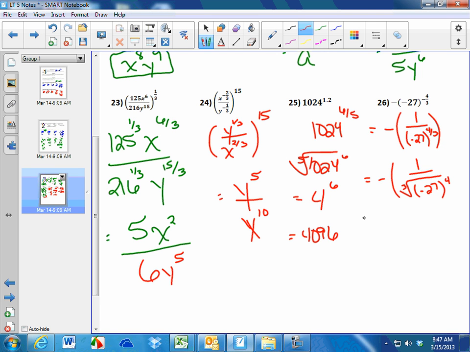So this becomes the opposite of a fraction with 1 in the top, and you're telling me that the cube root of negative 27, if I had room, I'd write that as negative 27 times itself, times itself, times itself. That would be negative 3 to the 4th power. Can you do that in your head? Negative 3 to the 4th power in your head? 81. So we get the opposite of 1 over positive 81. There's your answer.